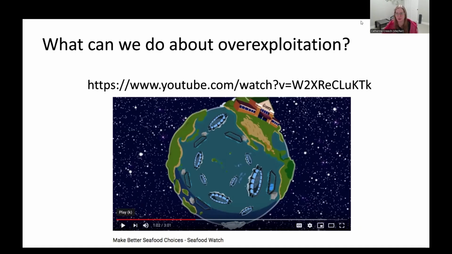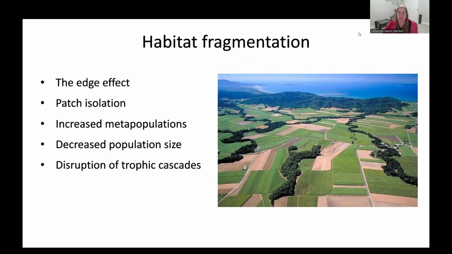And when I give you examples of what we can do like this, please don't feel like I'm putting it on us. It is not the consumer specifically. We are not the sole source of drive for overfishing or overharvesting, but we can make a difference with how we purchase.